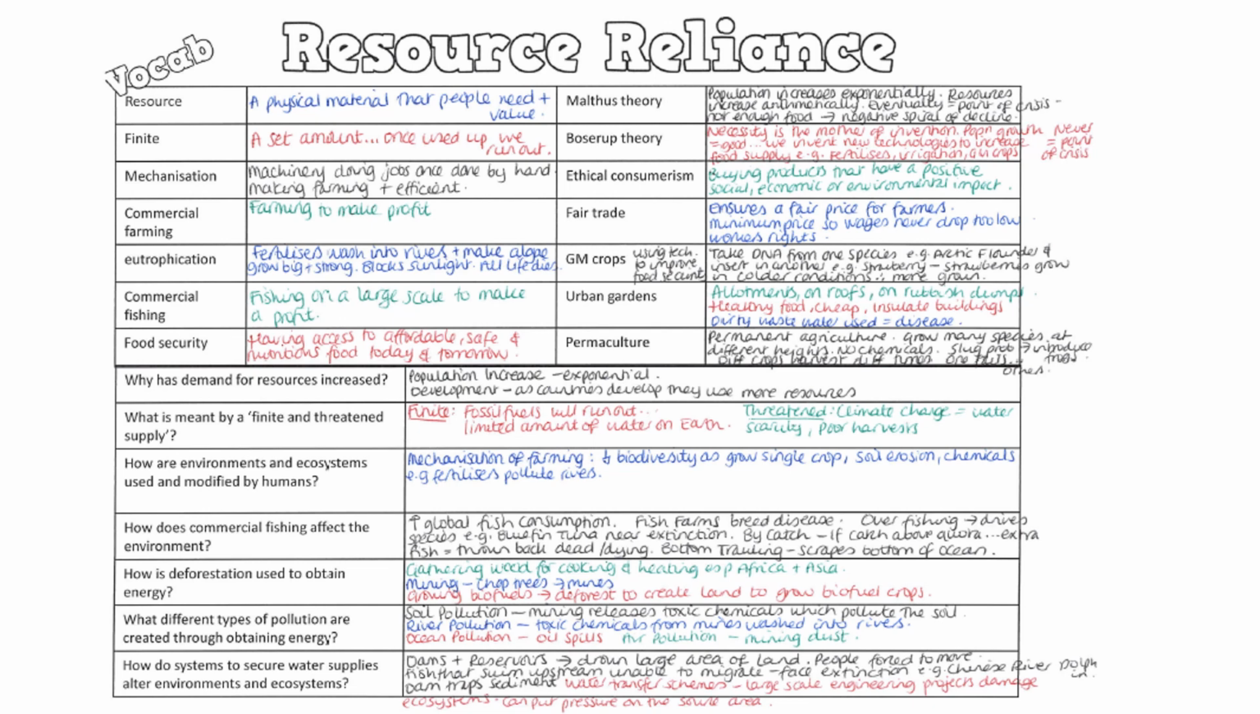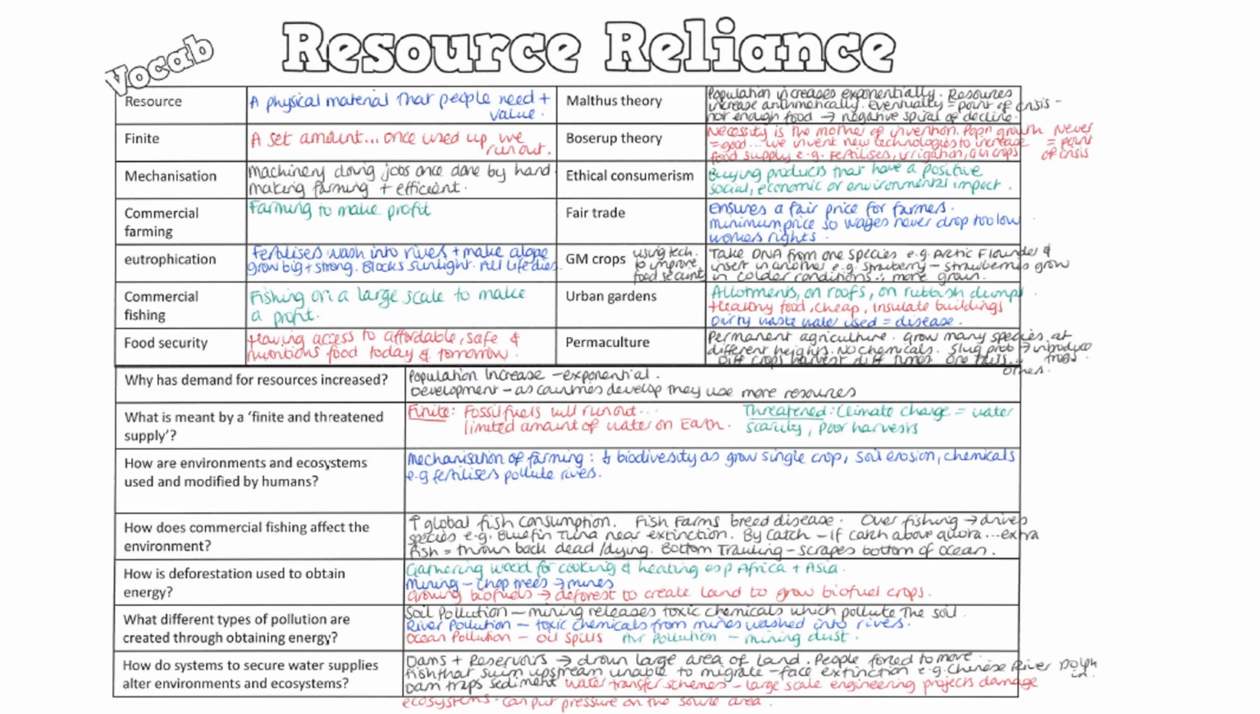What different types of pollution are we creating through this obtaining energy? So soil pollution, river pollution, where the toxic chemicals get washed into the rivers, ocean pollution, where we try and ship oil around the world in big tankers and then we get oil spills, air pollution from the dust from mining.